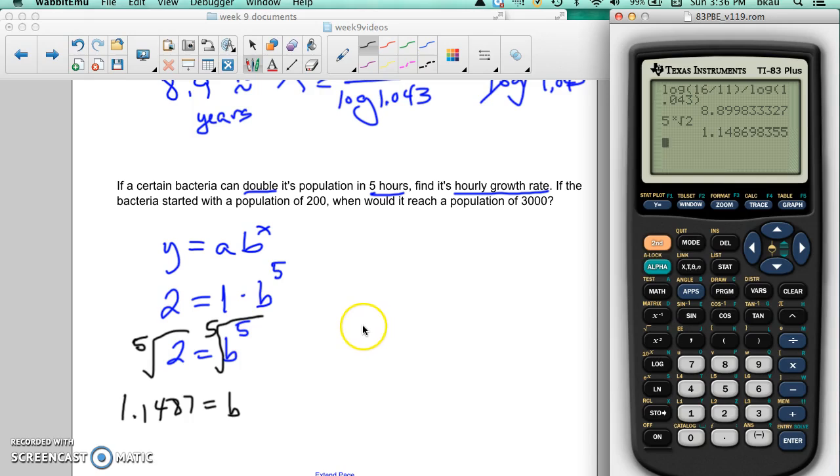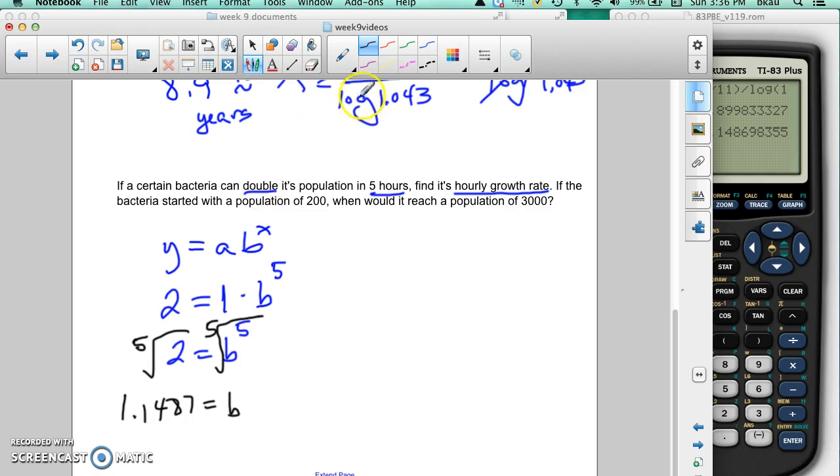1.1487. So that means my hourly growth rate in this problem is the values after the 1, because it's 1 plus the growth rate. So my growth rate would be 0.1487, or 14.87% growth rate per hour. Okay, so that's our growth rate per hour. Now, remember B was 1 plus the growth rate. So that's how we figured it out.